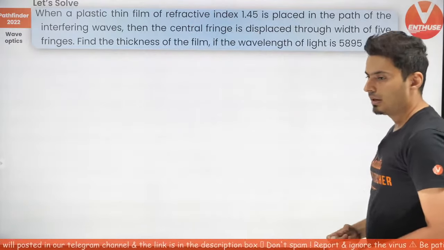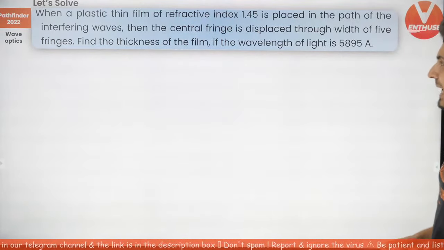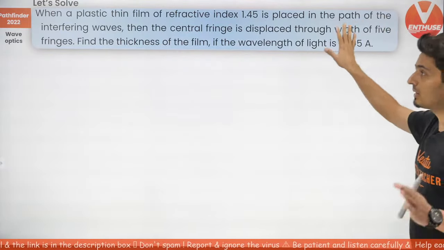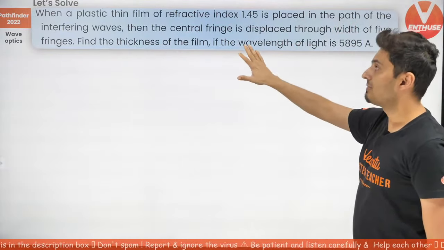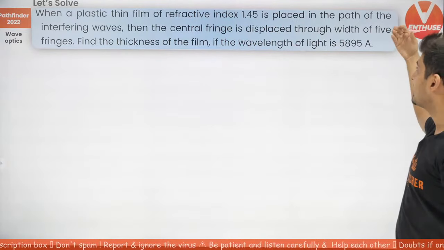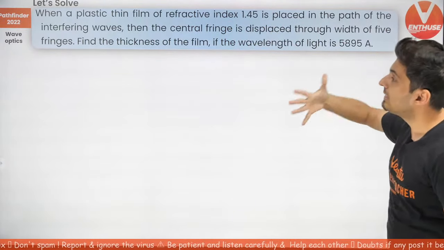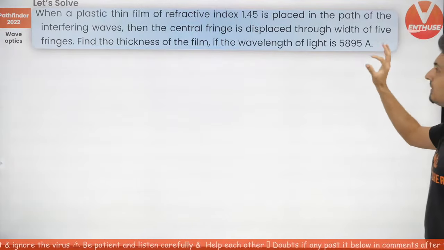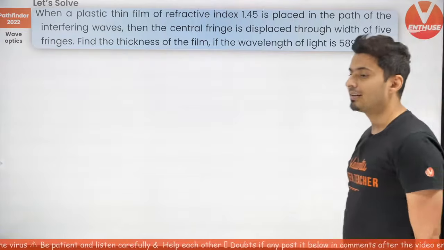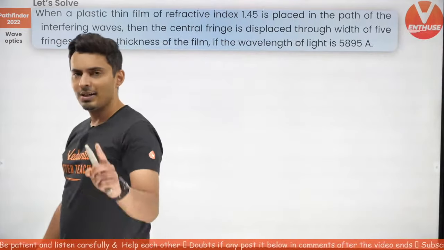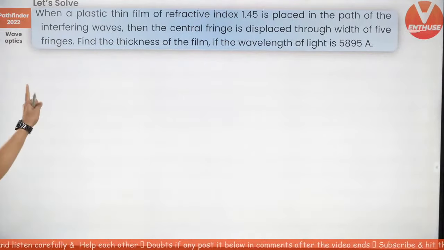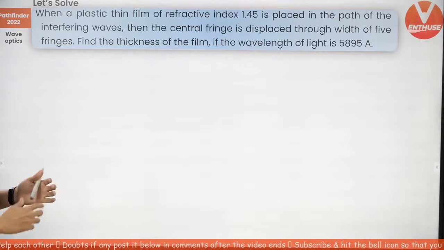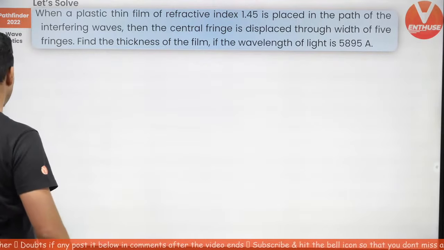When a plastic thin film of refractive index 1.45 is placed in the path of the interfering waves, then the central fringe gets displaced by a width of 5 times the fringe width. What is the thickness of the film if the wavelength of the light is 5895 Angstroms? Okay, let's see how many of you can calculate this within a minute. It's very easy. You just need to substitute the values. That's all. Come on, think.